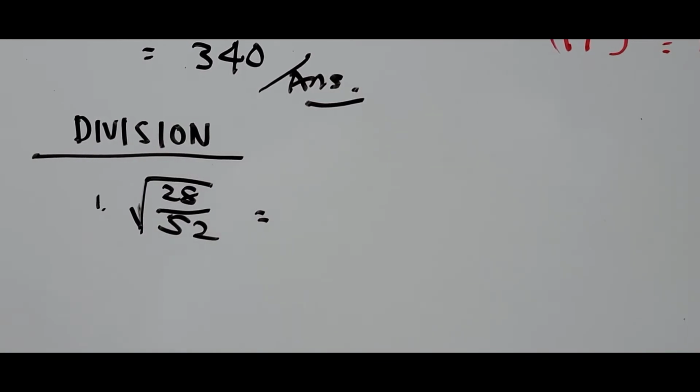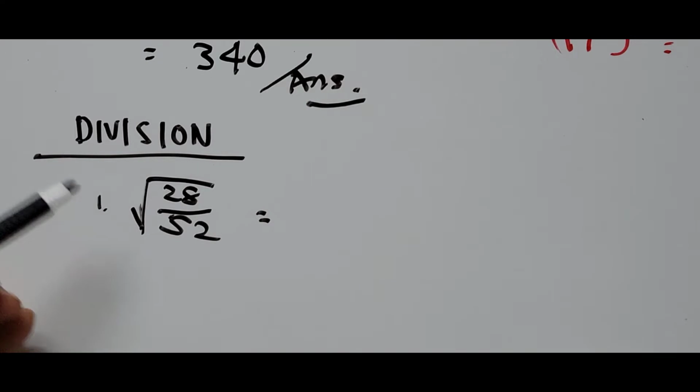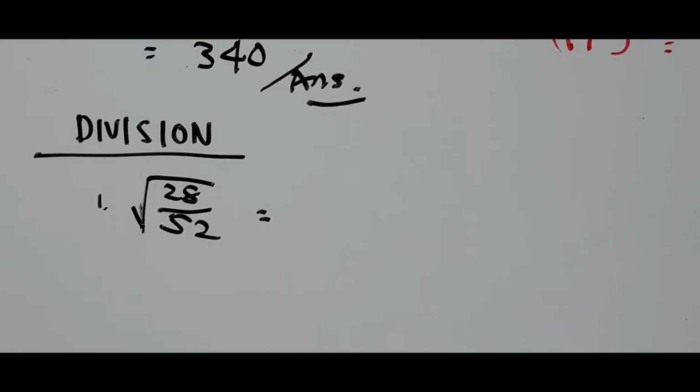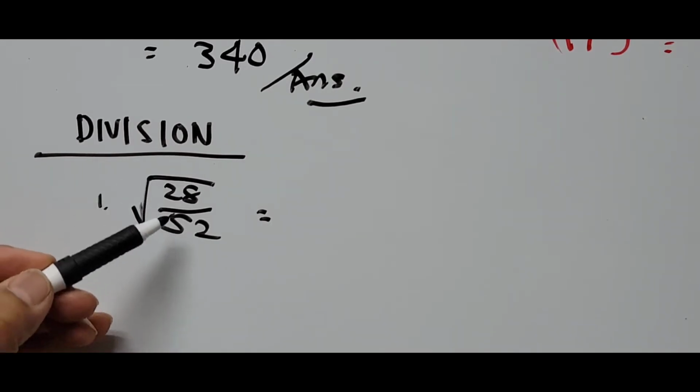Now, when it comes to division, it's a different way. In dividing radicals, the rule says that there should be no fractional form inside the radical. So this is in the form of a fraction. What we have to do is get rid of the fractional form in the radical. Since we have here number 1, square root of 28 over 52.